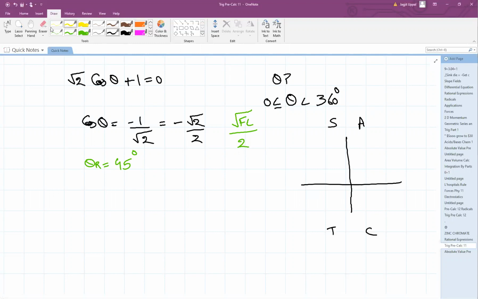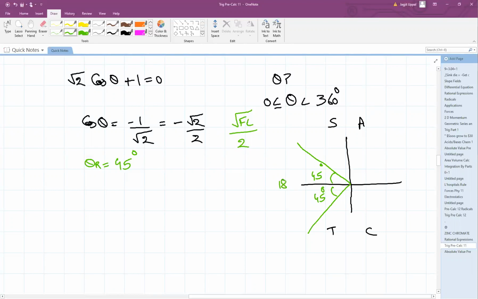Is the value of cos positive or negative? Negative. So I need to draw where cos is negative, which is here and here. So I have 45 degree here and 45 degree here.